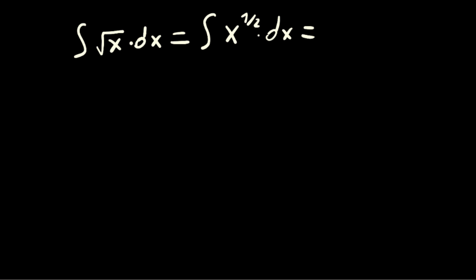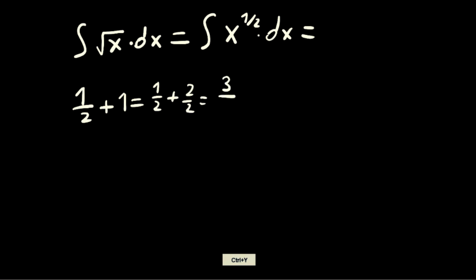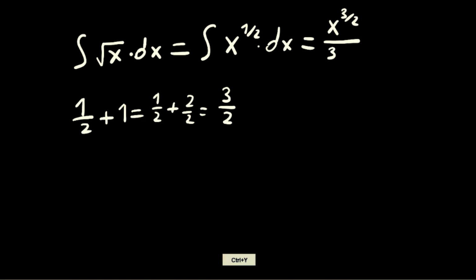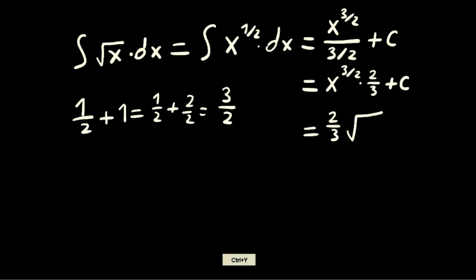Now, we need to add 1 to the exponent. 1/2 plus 1 is the same as 1/2 plus 2 over 2, which is 3 over 2. So, this is going to be x to the 3/2, and instead of dividing it by 3/2, you can multiply by the reciprocal, which is 2/3. So, you can write the final answer as 2/3 square root x cubed plus c. Keep in mind there is an invisible 2 here.